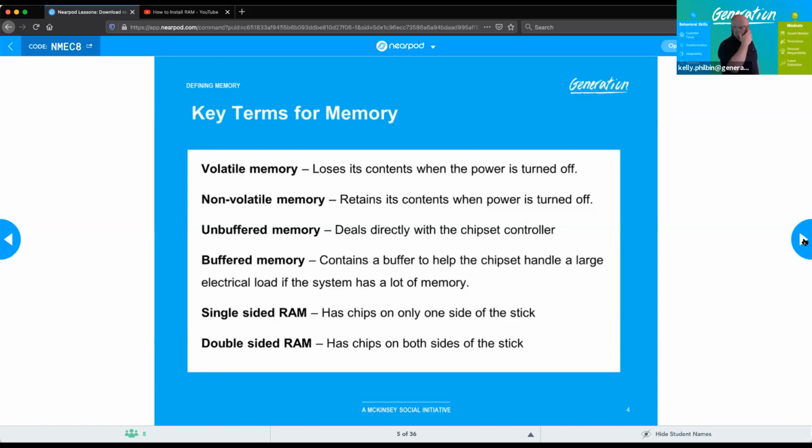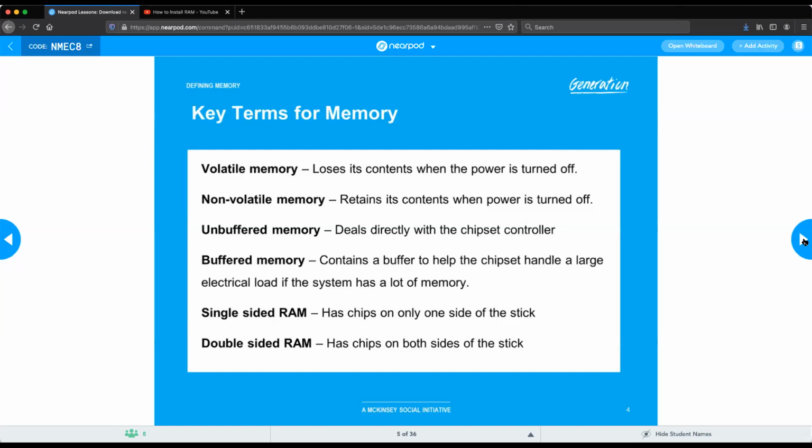All right, and then you have single-sided RAM, where it has the chips only on one side of the stick. Then you have double-sided RAM, where it has chips on both sides of the stick. Single-sided RAM will be a SIMM, single inline memory module, and then you have the dual inline memory. And even though nowadays I understand they will still put all the chips on one side, they will speak as if it is dual inline.